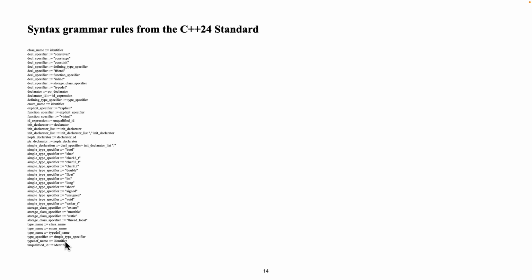Here are some of the rules from the C++ 24 standard. I'm sorry for the small font. I just wanted to show you the list of ones we will be using in this example. You don't have to research this or understand this. I'll go over it step by step. But these are the ones that we will be using. Anything in double quotes is a keyword or a literal.